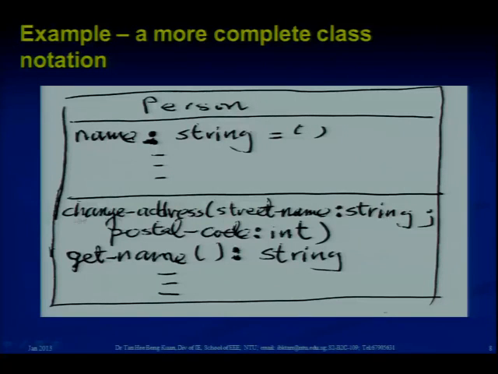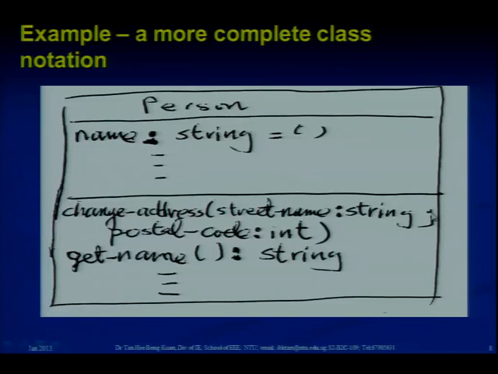For operations, change address. Here I define the argument list. So I put brackets. Inside the brackets there are two parts. The first part, street name. I put a colon, string. That means the first argument for this operation is the street name, and street name has the data type string. Then I have a semicolon. The semicolon is to separate arguments.